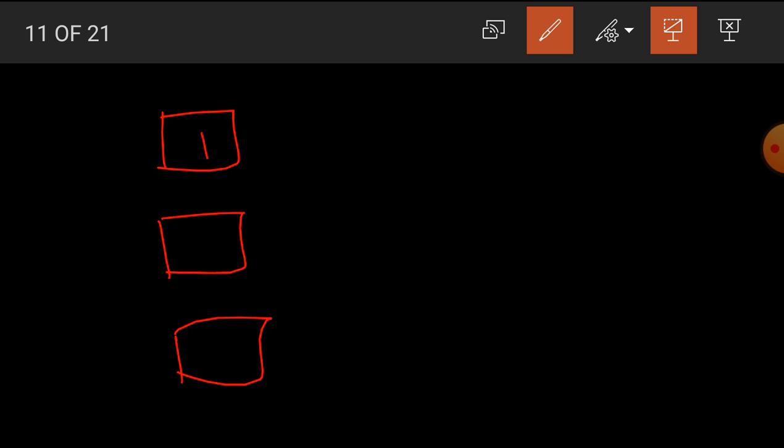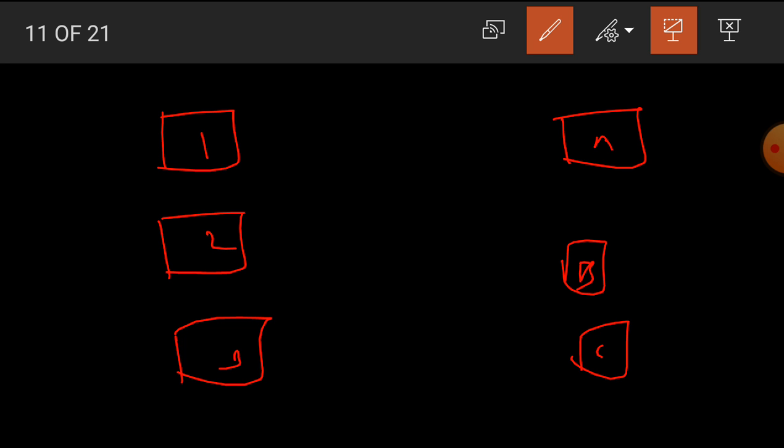Let's consider once again, if there are three transmitting stations 1, 2, 3, and these transmitting stations want to transmit the data towards A, B or C, or it may be possible that 1 wants to transmit the data towards 2 or towards 3.